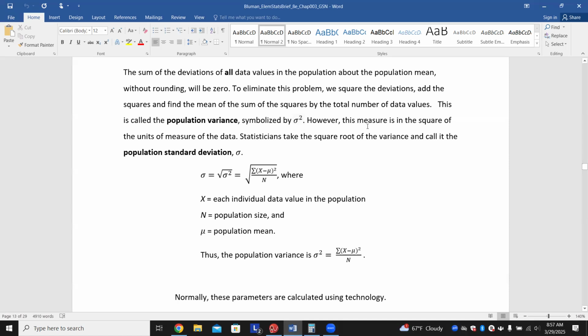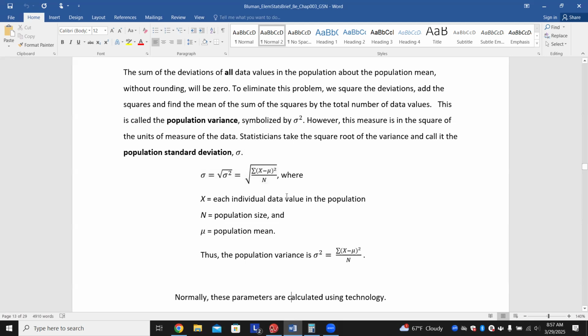However, this measure is the square of the units of the measure of the data. Statisticians take the square root of the variance and call it the population standard deviation, which is just a regular sigma. Again, notice we're talking about population, so we're going to have to think about Greek letters here. So we have lowercase sigma equals the square root of sigma squared, which is the same thing as the square root of taking each x value, like we saw a while ago, subtracting it from the mean, squaring that result, adding it all up, dividing by how many are in that population, and then taking the square root of that.